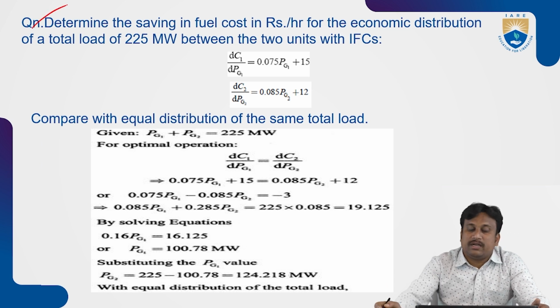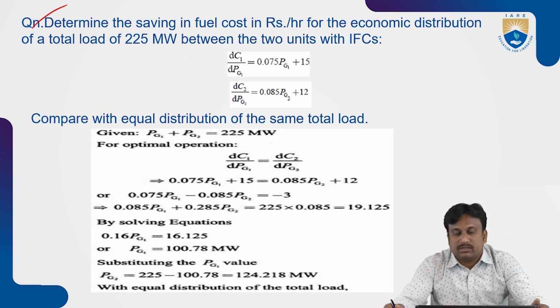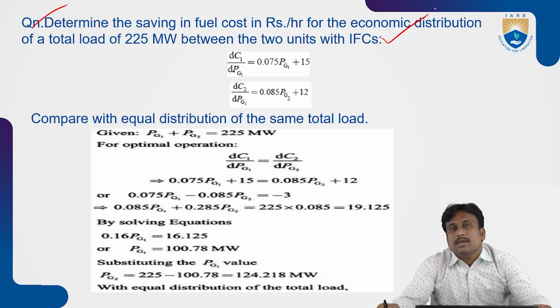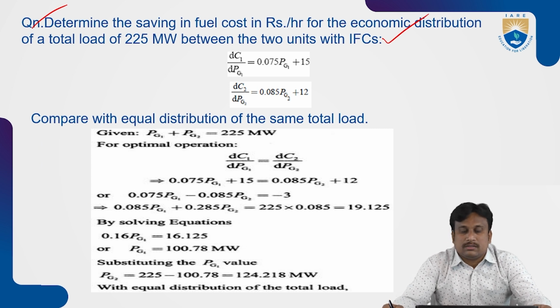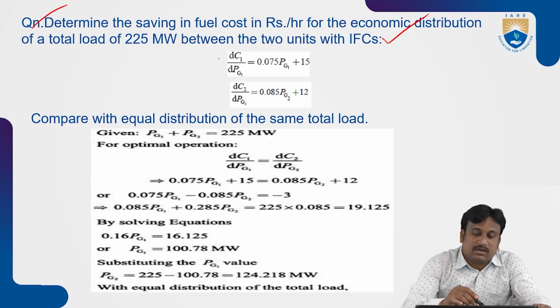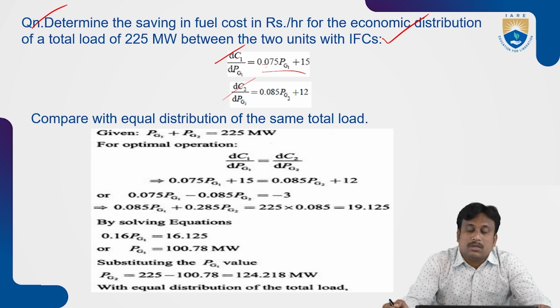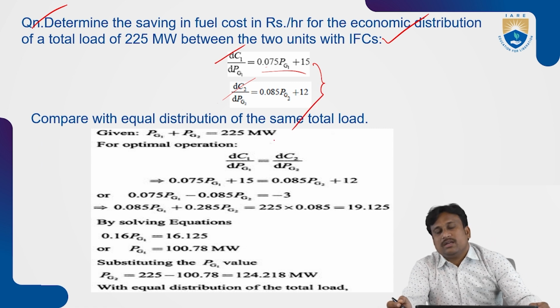Next problem: determine the saving in fuel cost in rupees per hour for the economic distribution of a total load of 225 megawatts between the two units with the incremental fuel costs. dC1/dPG1 is 0.075 PG1 plus 15, and dC2/dPG2 is 0.085 PG2 plus 12. So these are the two incremental fuel costs given here.